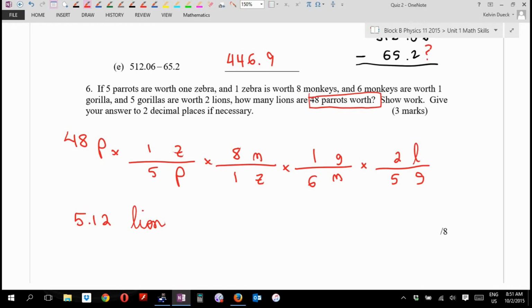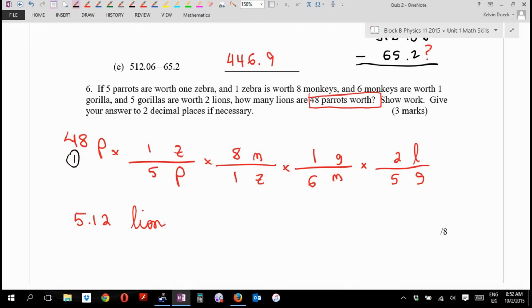How would I mark this? First of all, if you got the 5.12, 3 out of 3, I don't care how you got there, as long as you didn't cheat. Okay, so 3 marks. Otherwise, I would then go back. If you didn't have 5.12, I would give you 1 mark if you had written down what we started with. I kid you not. I will reward you for following my method.